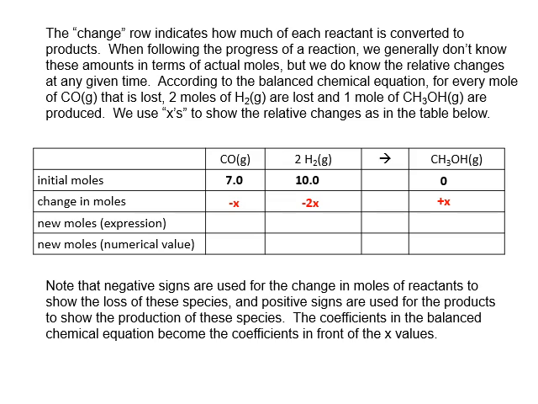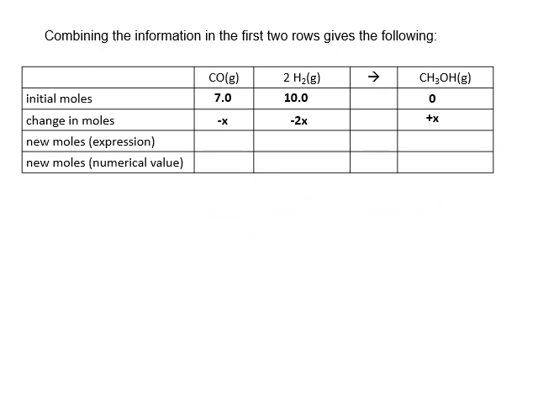Note that negative signs are used for the change in moles of the reactants to show the loss of these species. Positive signs are used for the products to show the production of these species. The coefficients in the balanced chemical equation become the coefficients in front of the x values. Combining the information in the first 2 rows gives the following.